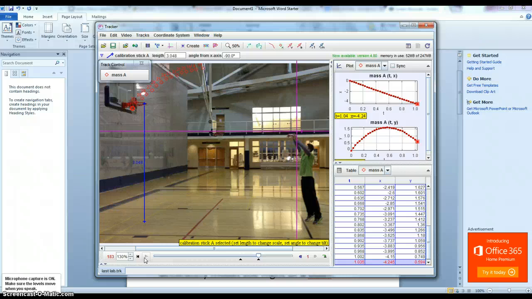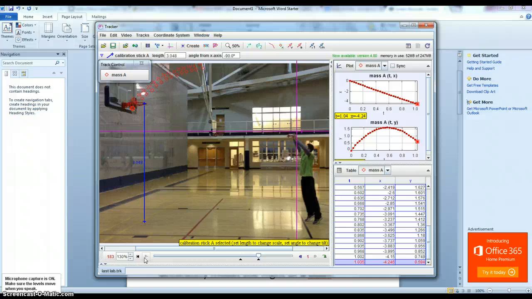And I did a point mass tracking system using the bottom of the basketball because it's easier to see than the middle. And the ball starts at the origin and goes in the negative x direction and the positive y direction. And I used the height of the goal, which is 10 feet, standard basketball goal, which is 3.048 meters, and I use that to calibrate it.